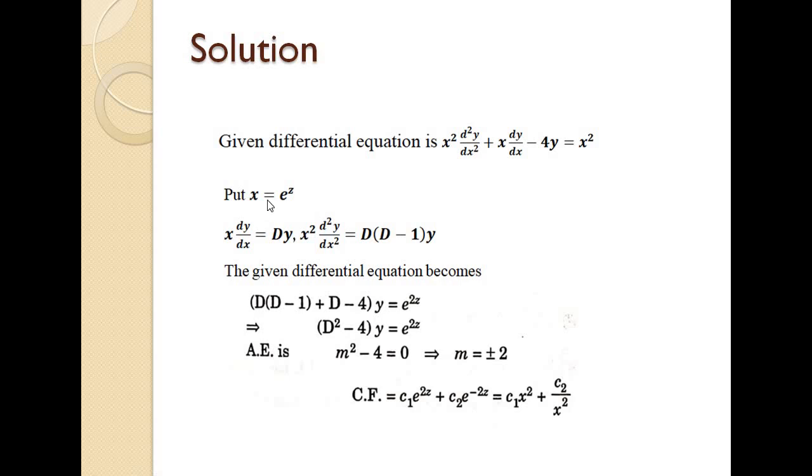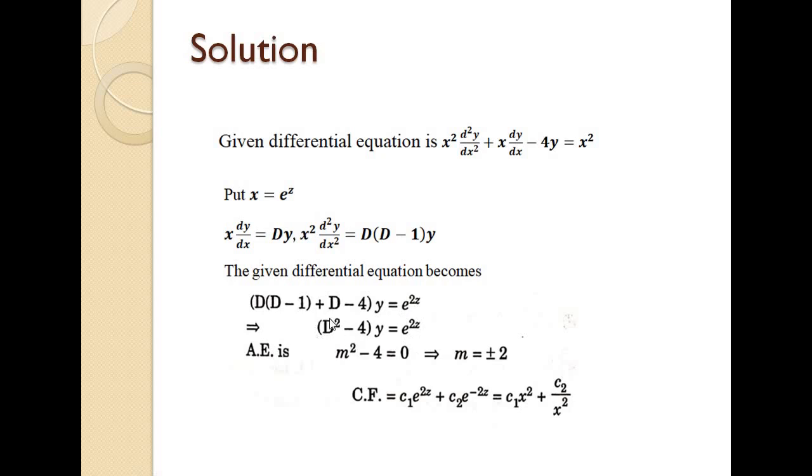So your next step is to put x equal to e power z, and x into dy by dx is equal to capital D operated on y, x square into d square y by dx square as capital D into D minus 1 operated on y. Then this differential equation becomes capital D into D minus 1 plus D minus 4 operated on y is equal to e power 2z. So this can be further simplified as D square minus 4 operated on y is equal to e power 2z. So this is of the form f of D operated on y is equal to some function of z. Here that function of z is e power 2z.